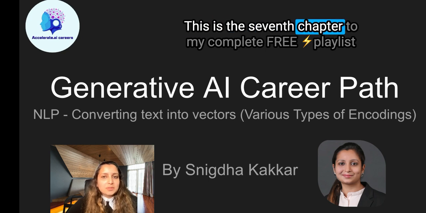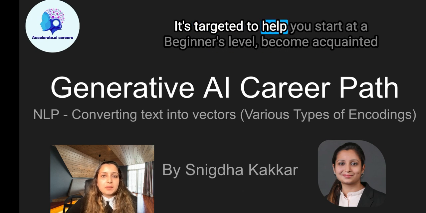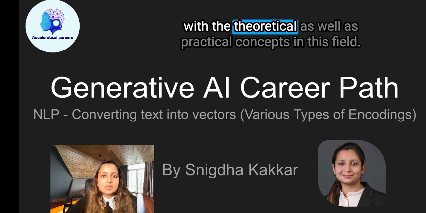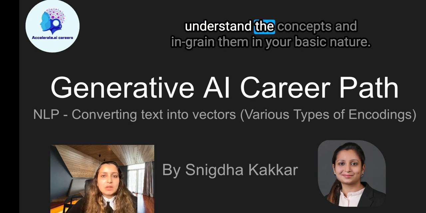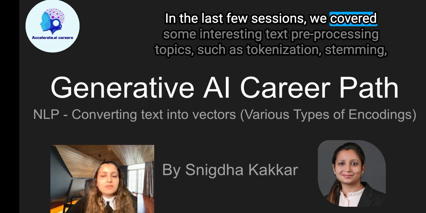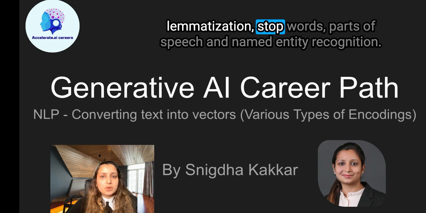This is the 7th chapter to my complete free playlist for generative AI and 5th chapter to my NLP playlist. It's targeted to help you start at a beginner's level, become acquainted with the theoretical as well as practical concepts in this field. We'll also do hands-on projects in parallel that will help you understand the concepts and ingrain them in your basic nature. In the last few sessions, we covered some interesting text pre-processing topics such as tokenization, stemming, lemmatization, stop words, parts of speech, and named entity recognition.